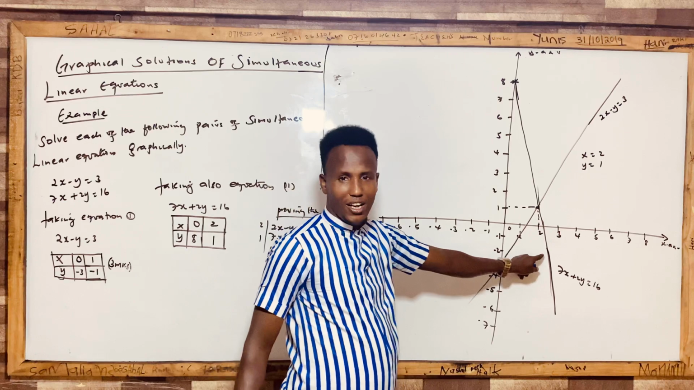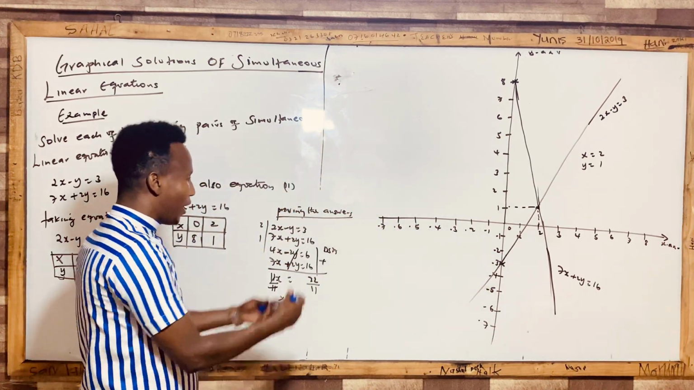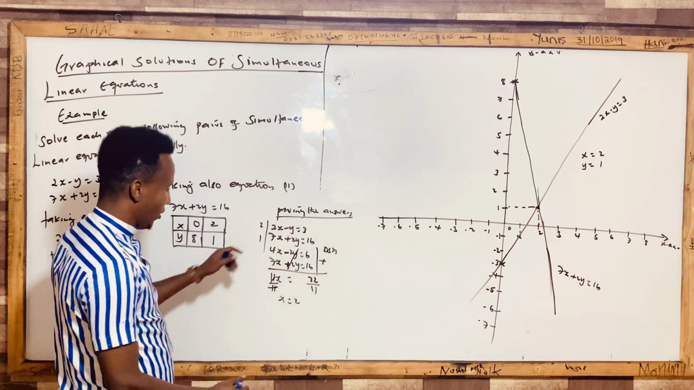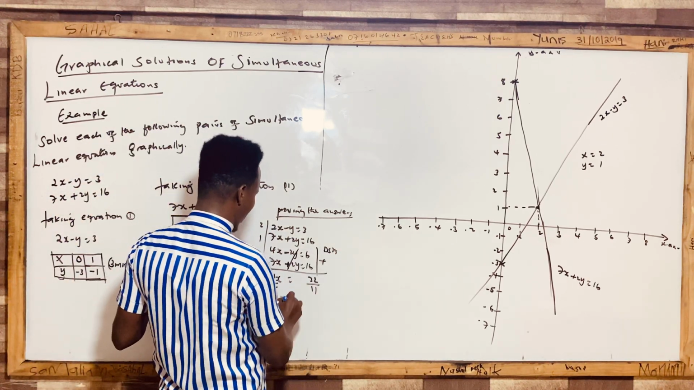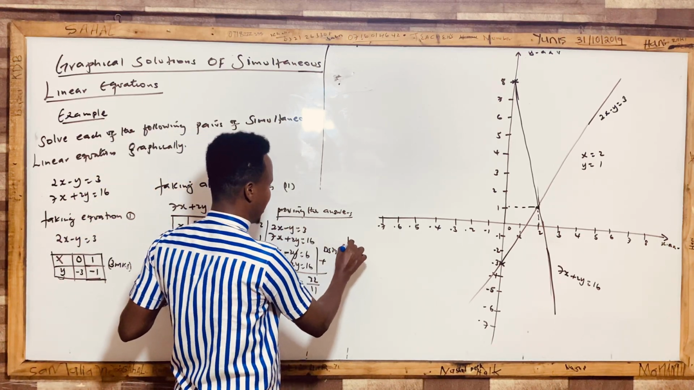Can you see now? We are still in the answers. x is already 2. So if x is 2, then you go back and substitute the value of x in either of these two equations. Let me take this one.